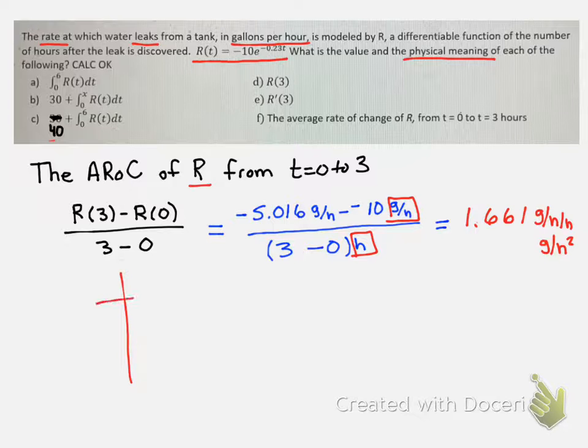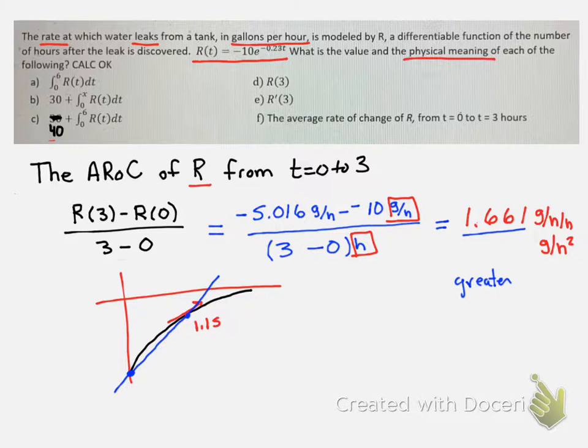And another look at the graph. This was what our graph looked like. In the last problem, we had a rate right here, I think it was 1.15 roughly. The rate that we're looking for is the average, or the secant slope, of the blue line. Notice the blue line is steeper than the red line, and this 1.661 is greater than our instantaneous slope of 1.154 from the previous problem.